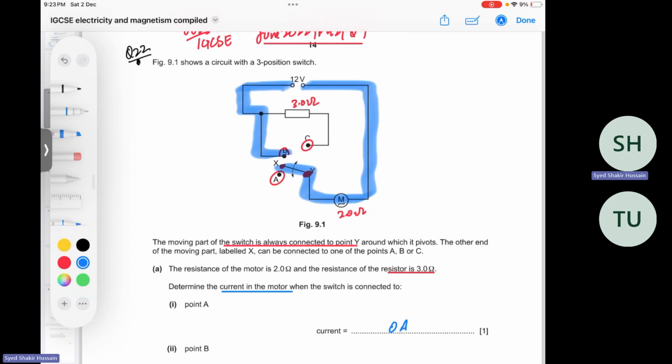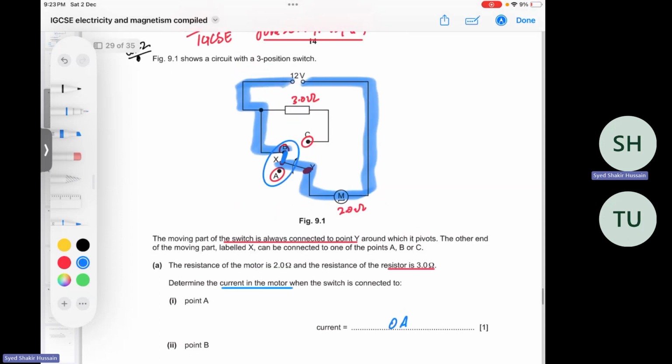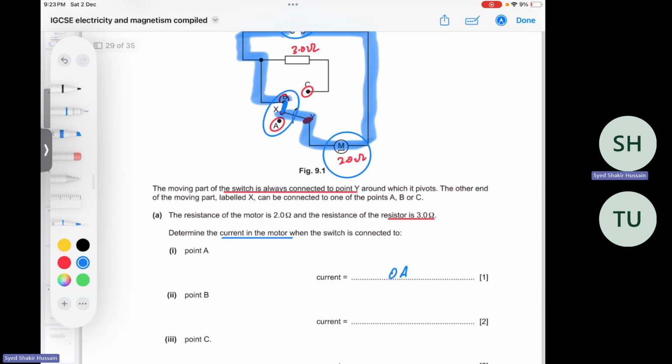If it's connected to point B, now what will happen? There will be current, right? Now when there is current in this loop, how many ohms of resistance is there? 2 ohms. And how much is the voltage? 12 volts. So what is current? Current is voltage upon resistance. Voltage is 12, resistance is 2. So what is the answer to this? 6.